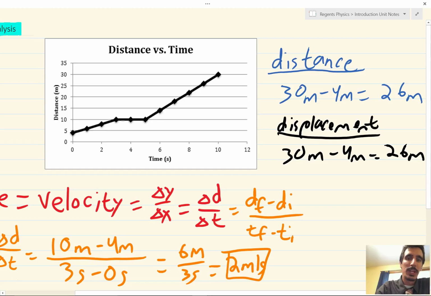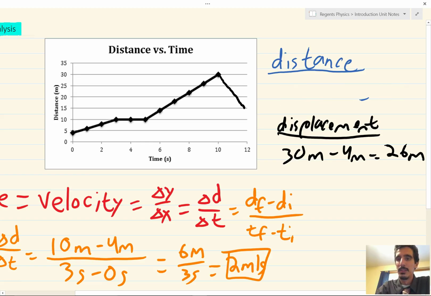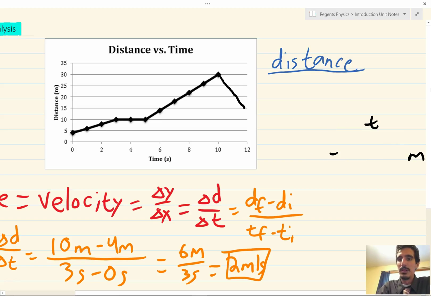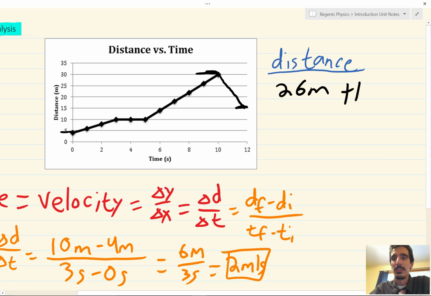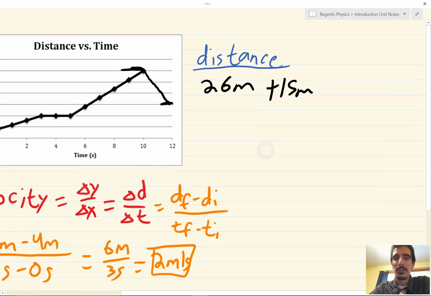But let's add to the graph to change it up a little bit. Let's say that the person now goes down a little bit. We'll say down to 15 meters. So, distance is the total path covered. So we know that from the beginning, the person started at 4, then they went up to 30, so that was 26 meters. And then the person finished at 15, so they went from 30 down to 15. That's another 15 meters, giving us a total distance of 41 meters.